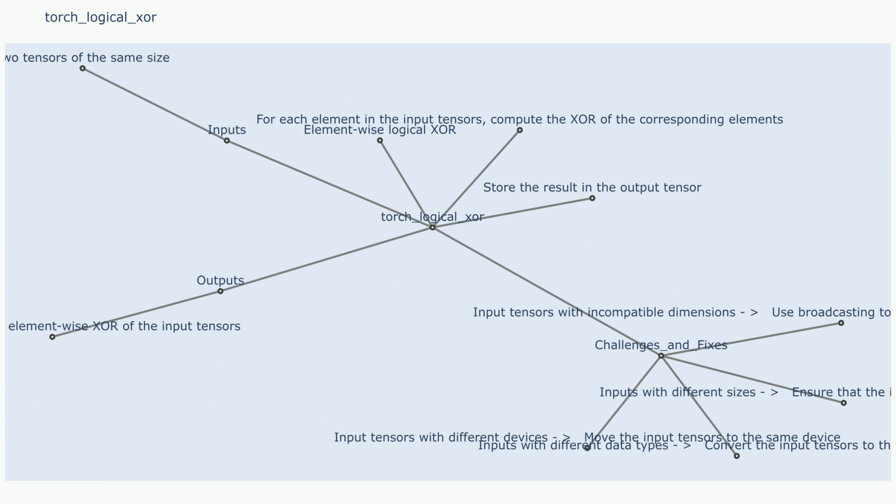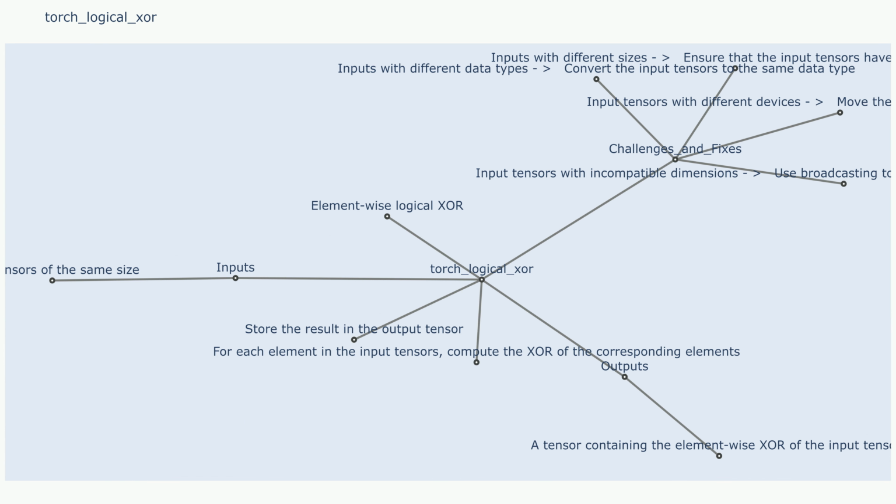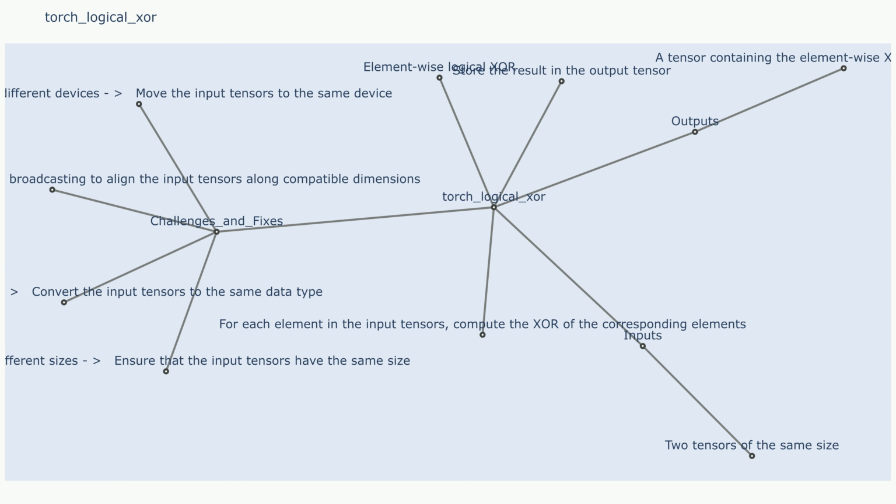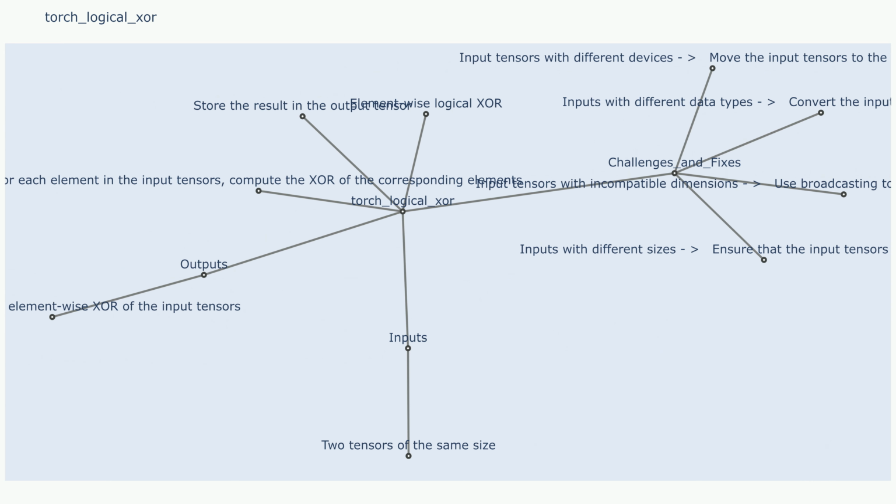Challenge 2: input tensors with different data types. Sample use case that resulted in challenge 2. Input 1: torch.tensor([1, 0, 1]). Input 2: torch.tensor([True, False, True]). Fixes to challenge 2: ensure that the input tensors have the same data type. Use torch.bool to convert the input tensors to Boolean data type if they are not already.